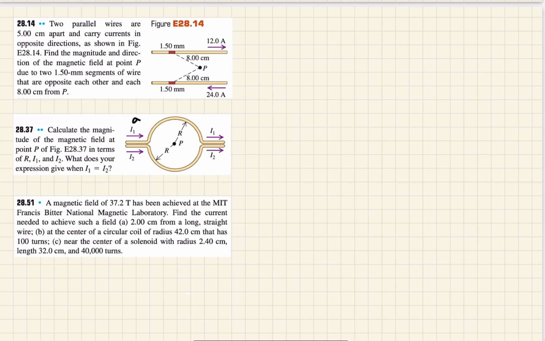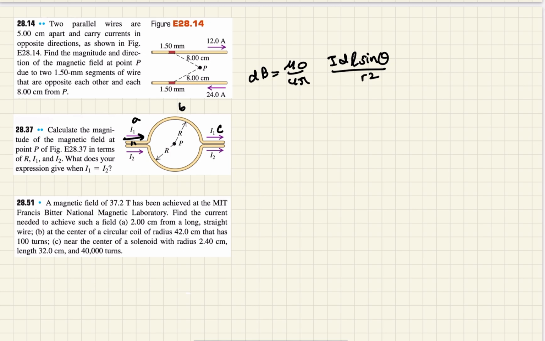So let's label this A, this B, and this C. Each of these is a different part of the loop or the wire. So for A, the formula is dB equals mu naught over 4 pi times I dL sine theta over r squared, or I dL cross r, the direction of the r vector. So in this case, current is this way. What's our dL? It's also that way. They both are in the same direction.